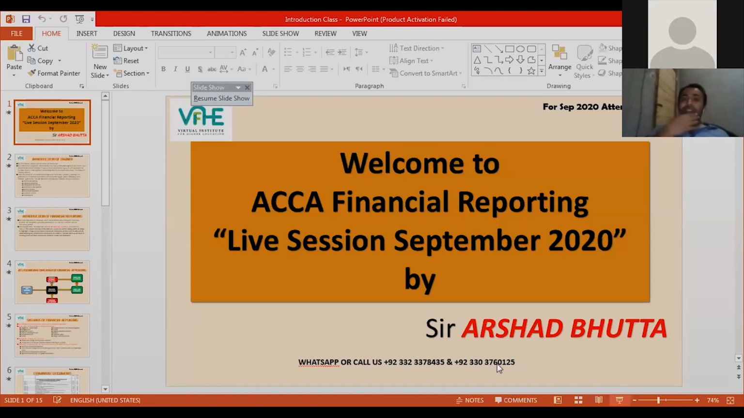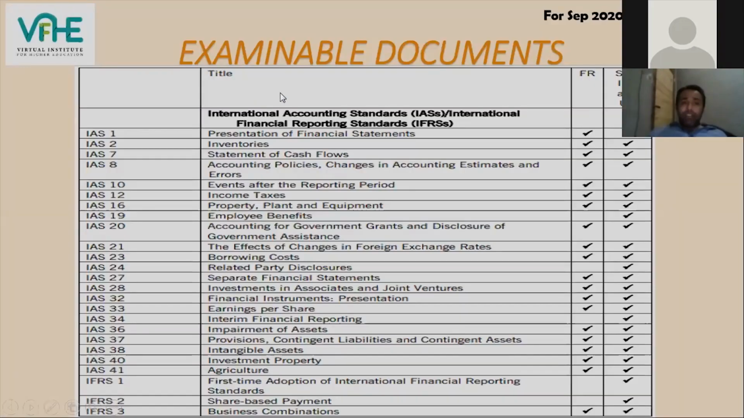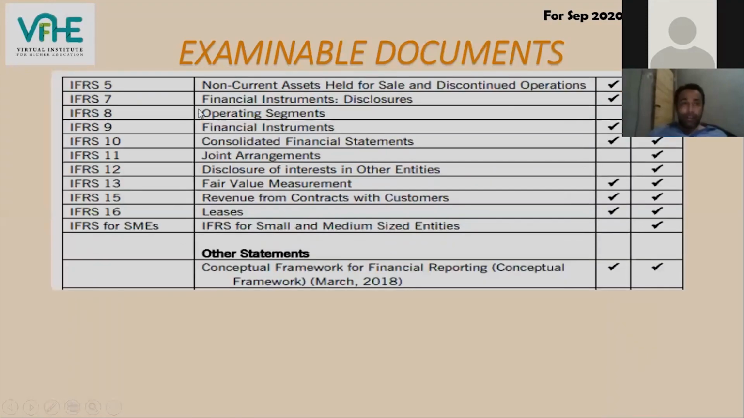Yes. So over there, next is IFRS 5, non-current assets held for sale and discontinued operations. It's going to be tested here. IFRS 7, financial instruments, it's going to be tested here. Operating segments, IFRS 8, it will be tested at strategic business reporting level. IFRS 9, financial instruments is going to be tested here. Consolidated financial statements going to be tested here. Joint arrangements will be tested in your advanced level. It's not in our jurisdiction.